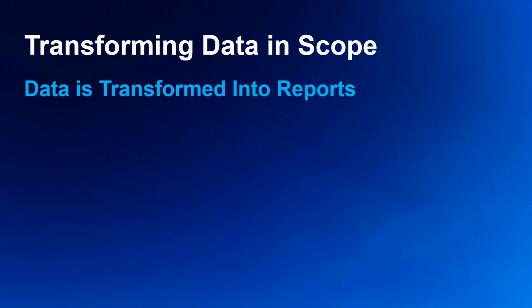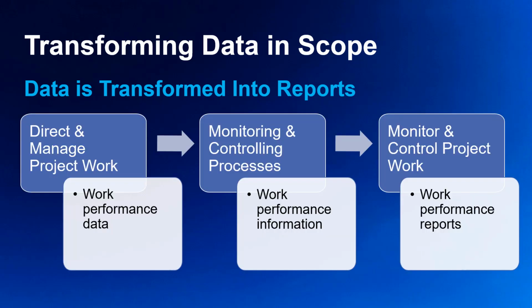We have seen how data is transformed into reports when we discussed the project scope management knowledge area. In the scope management processes, we saw the flow from work performance data on the left to work performance information in the middle to work performance reports on the right. Through this process, raw data is transformed into meaningful reports that can eventually lead to the appropriate corrective and preventive actions.